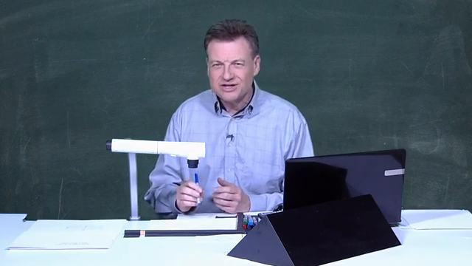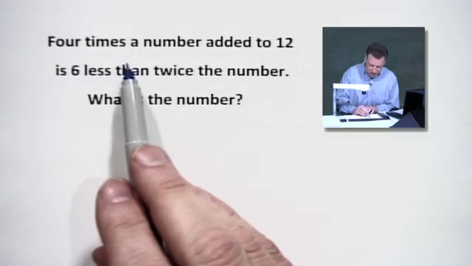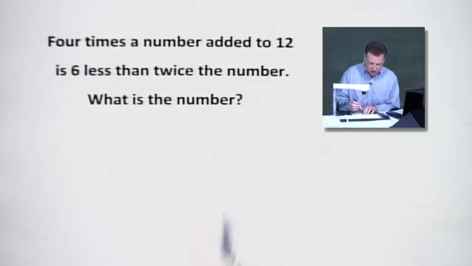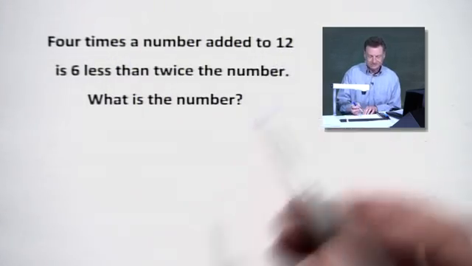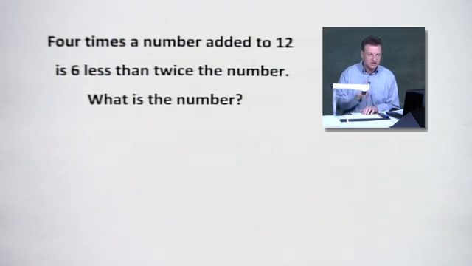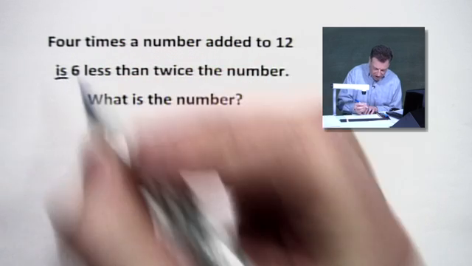So while we're doing that, you know the drill. Let's see what we're going to do here. 4 times a number added to 12. We're going to look at the left-hand side, and we're going to look at the right side. That's the drill, all right? When we look at this thing, we look for the verb. Right there it is. The big word is.